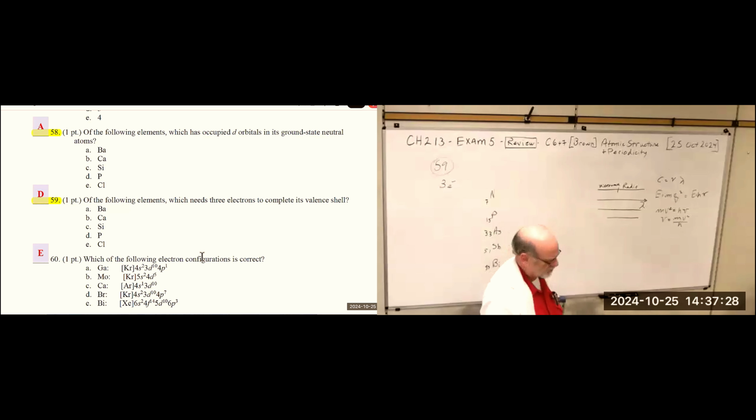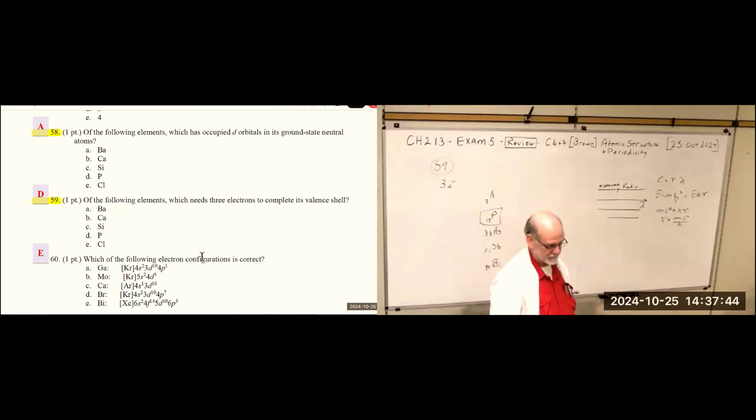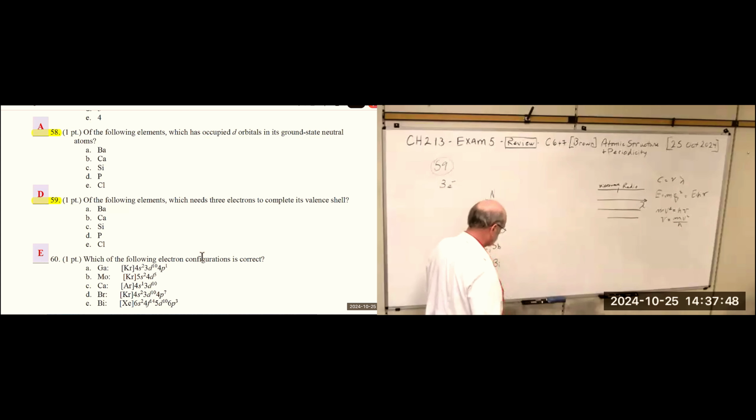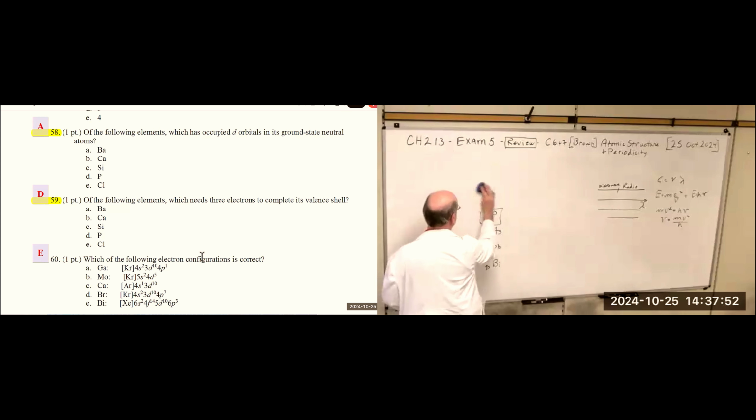So which one do we have available? 59. Barium, calcium, silicon, phosphorus, chlorine. Phosphorus, here we go. Phosphorus, D. That needs 3 electrons to complete its shell. So it can look like a noble gas, electronically speaking.